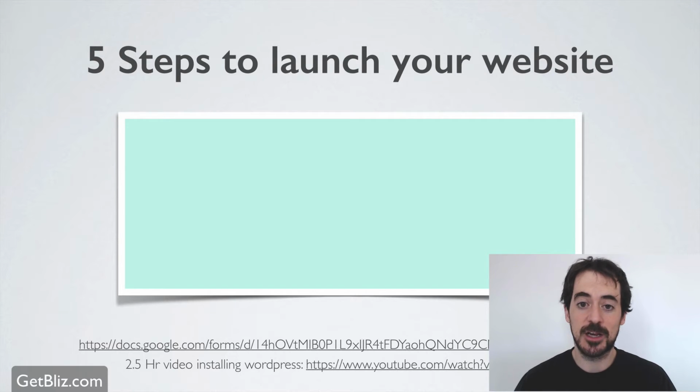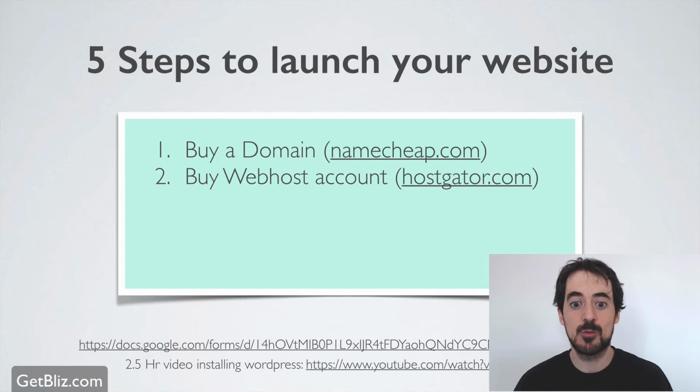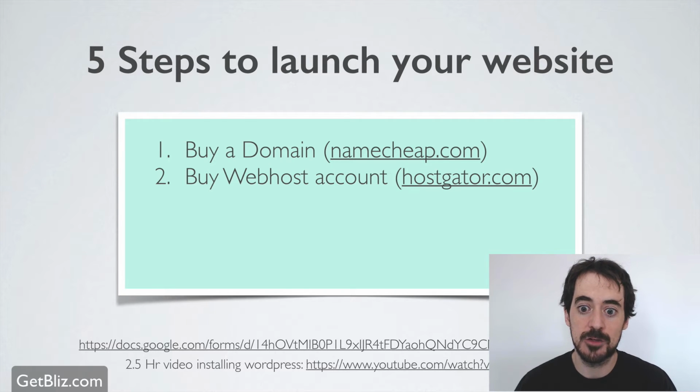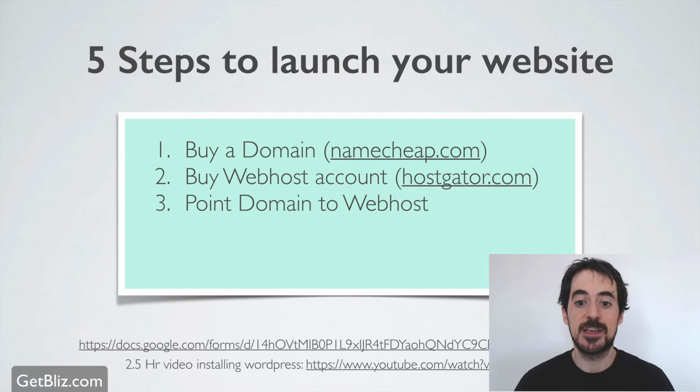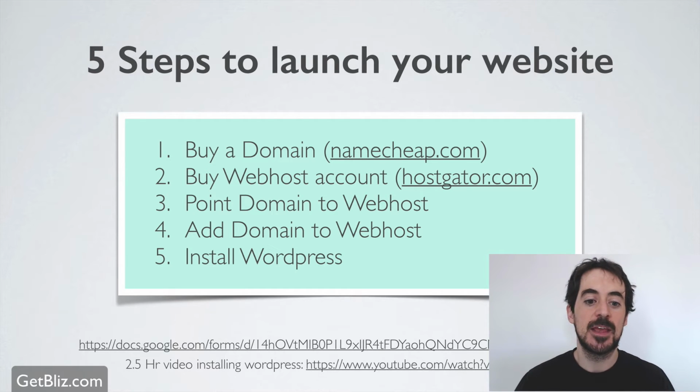The first thing you need to do is buy the domain that you chose and that was available. Then you're going to buy the web host. In my case, I'm going to use hostgator.com. Then you're going to point the domain that you bought separately. In my case, I buy them at namecheap.com. Point that domain to the web host. You're going to add that domain to the web host. Then you're going to install WordPress.